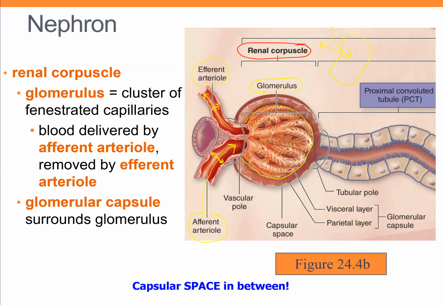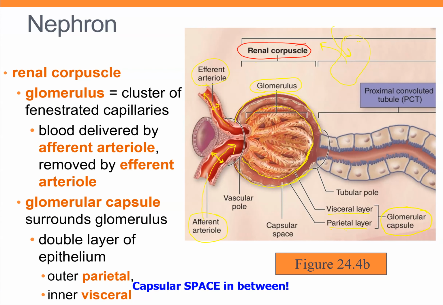And the glomerular capsule, you see that over here, that is the outer layer of the renal corpuscle, outside of the glomerulus. Lots of vocabulary in this chapter. So it does have a visceral layer and a parietal layer. The visceral layer is the layer touching the capillaries themselves, and then the parietal layer is the layer on the outside. So that's synonymous with those serous membrane layers that we've talked about before, but this is not a serous membrane. It's just the same terms. But it is epithelial in nature.